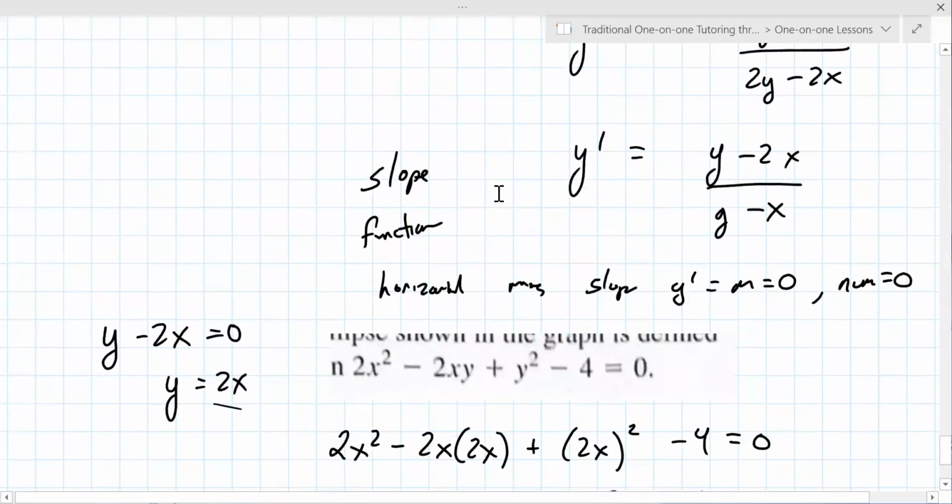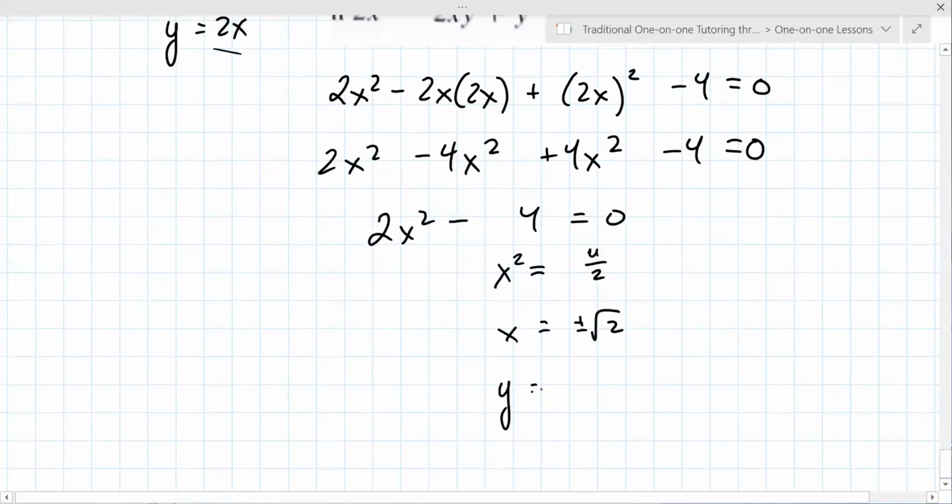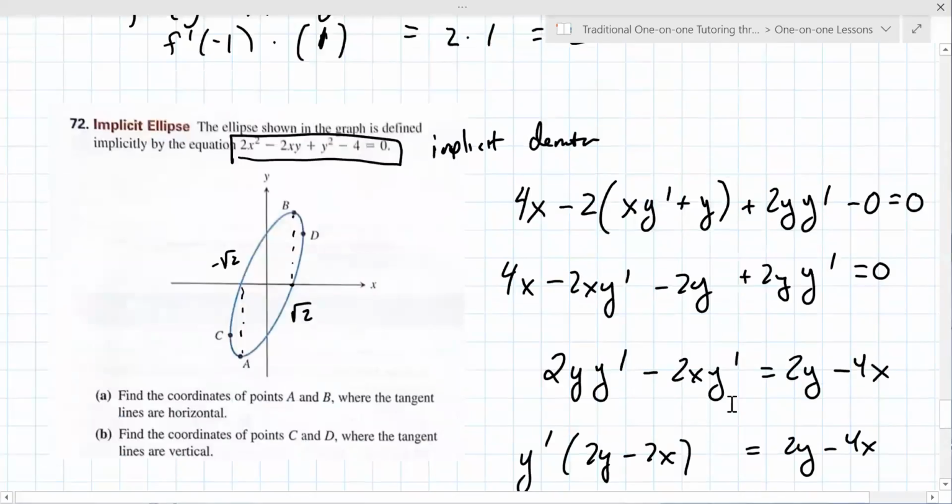Right. So to find y, since y is 2x, you can use that there. So the y value is 2x. So y is equal to 2 times plus or minus square root of 2. So you get the other value from it. So is it just 2 root 2 then? Yes. So this point up here, B is square root of 2 comma 2 square root of 2. And A is minus square root of 2, minus 2 square root of 2.